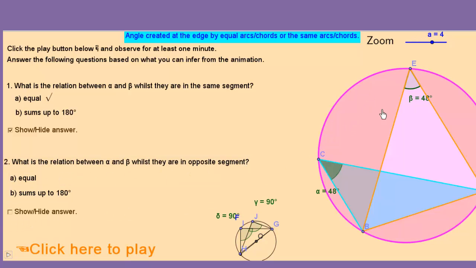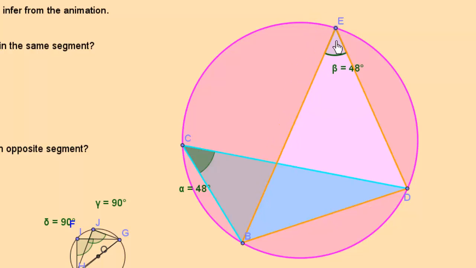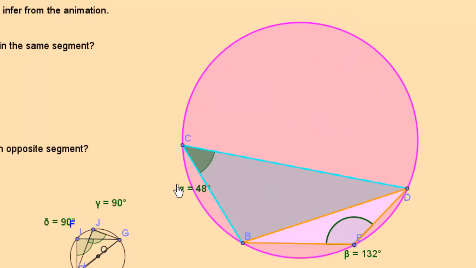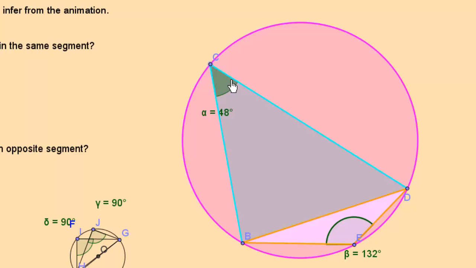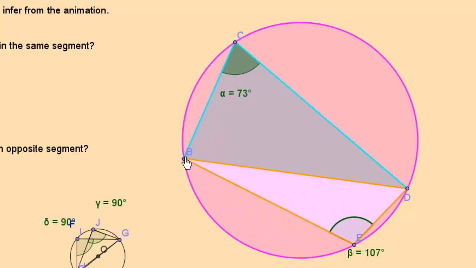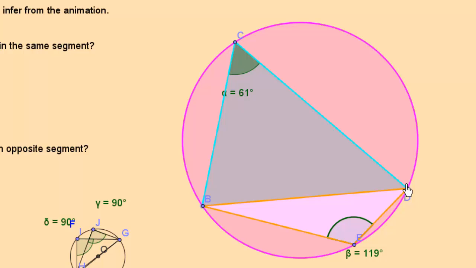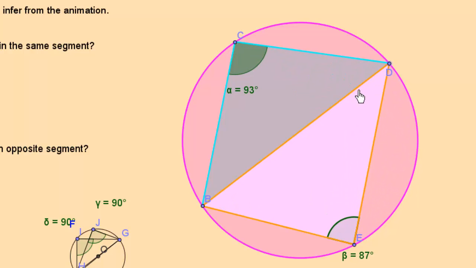Whilst they are in opposite segments, if I move E to this segment, you realize that their sum will give us 180. So as at now, alpha plus beta is equal to 180. No matter how I change the size, you realize that their values will add up to 180 degrees. This is because they are in opposite segments.